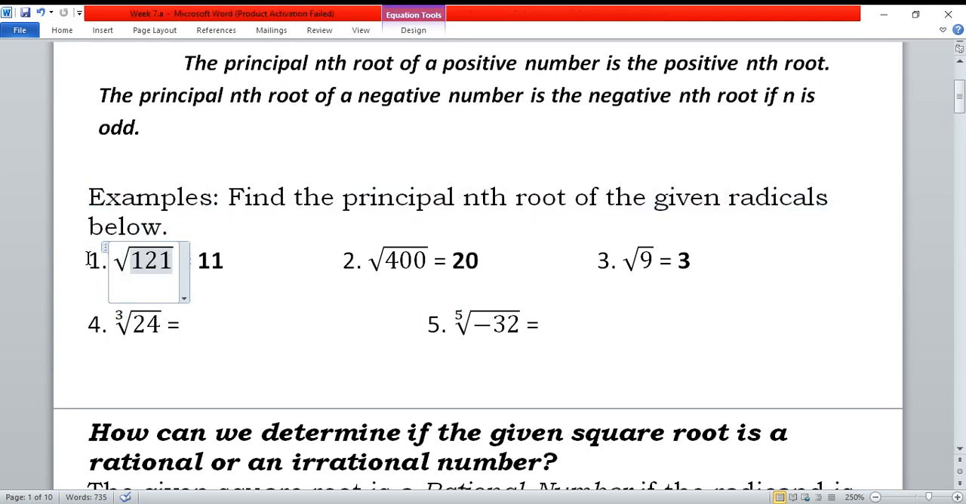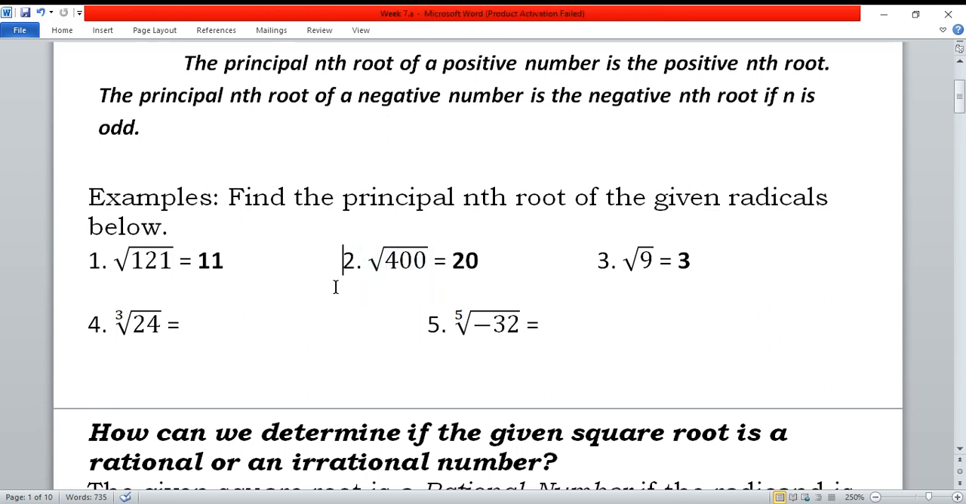Okay, so this one is the square root of 121. So square root of 121 is 11 because the radicand inside that radical sign is a perfect square. And take note the index is 2. So ang 121 ay galing sa 11 times 11. Kaya magkakaroon tayo ng sagot na 11.